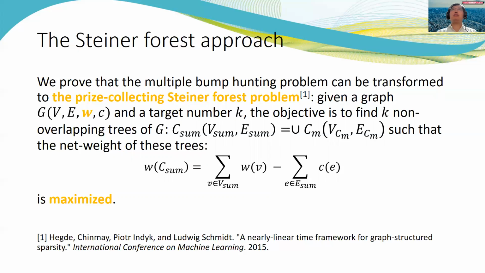We prove that the multiple bump hunting problem can be transformed to a prize collecting Steiner forest problem. In this problem, we consider an undirected graph G, where w is a function that maps each vertex to a non-negative value that we refer to as vertex price. Given a graph G and a target number K, the objective is to find K non-overlapping trees of G, such that the net weight of these trees, that is to say, the sum of vertex prices in these trees minus the sum of edge costs in these trees, is maximized.